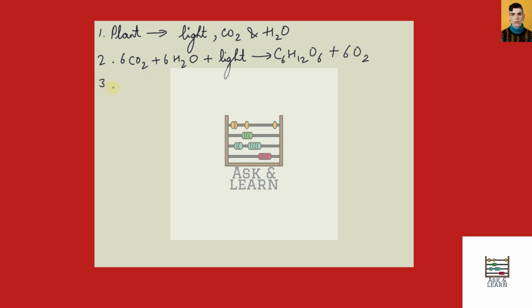Third, photosynthesis occurs in the chloroplast of plant cells, mainly in the leaves.